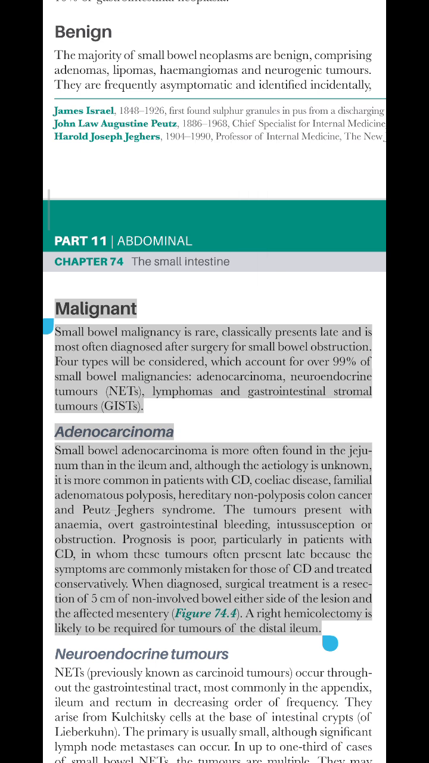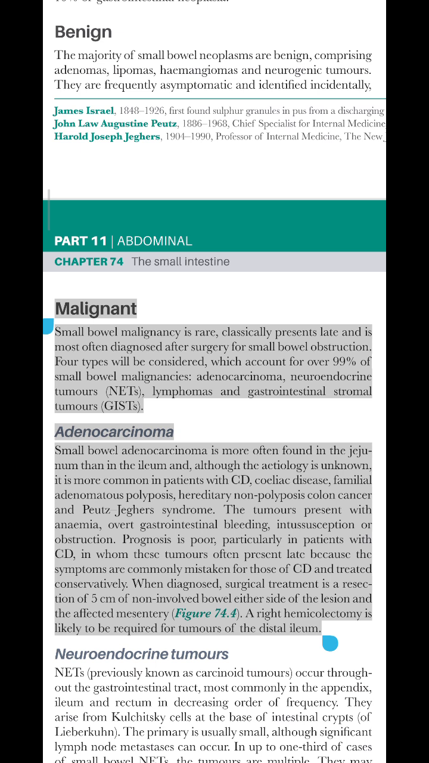Malignant. Small bowel malignancy is rare, classically presents late and is most often diagnosed after surgery for small bowel obstruction. Four types will be considered, which account for over 99% of small bowel malignancies: adenocarcinoma, neuroendocrine tumors, NETs, lymphomas and gastrointestinal stromal tumors, GISTs. Adenocarcinoma.